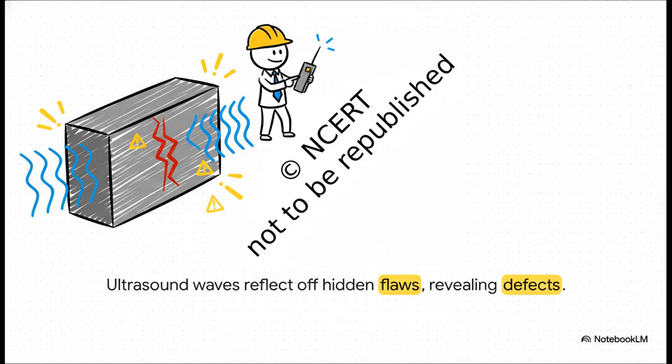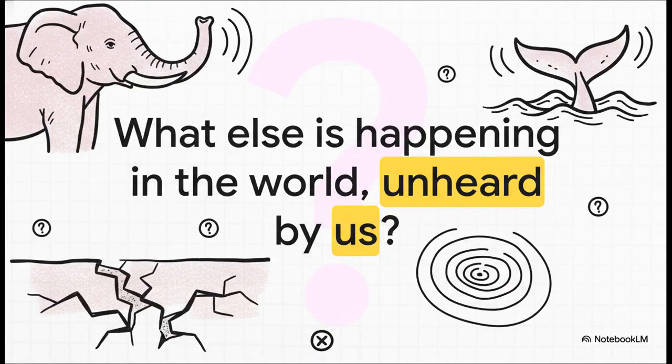And check this out. This is a fantastic example from engineering. You can shoot ultrasound waves into a big block of metal. If everything's solid, the waves go right through. But if there's a tiny, invisible crack hidden inside, the waves will bounce off it and, bam, you've just found a potentially catastrophic flaw before it could cause a disaster. Pretty incredible.